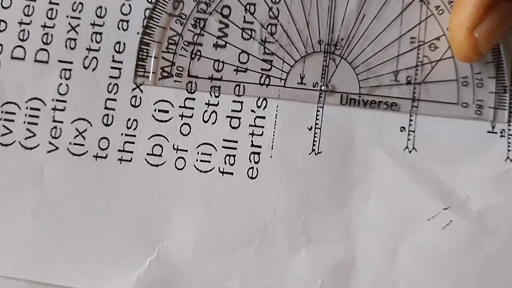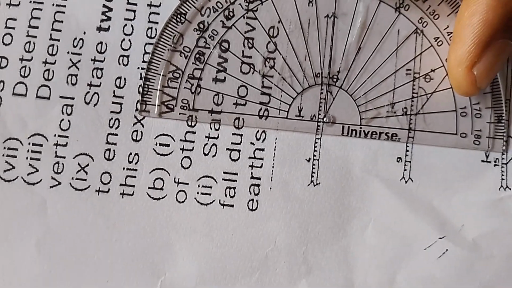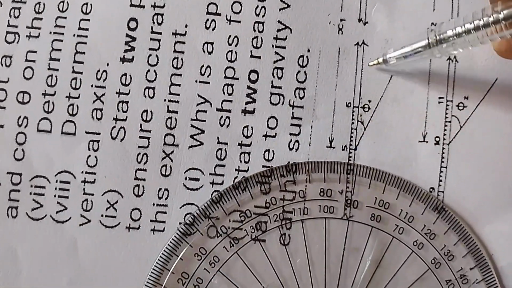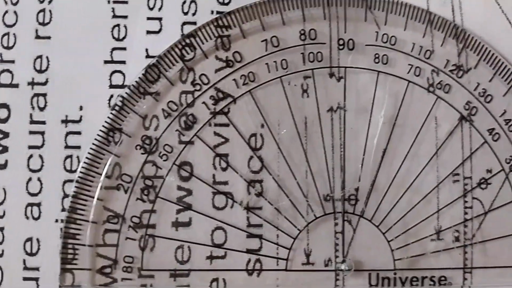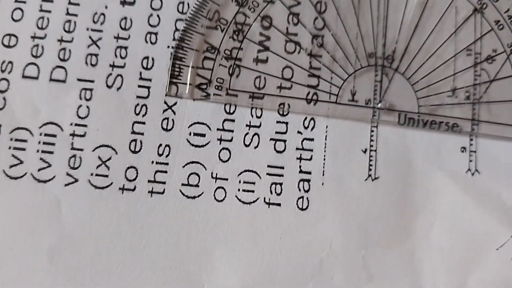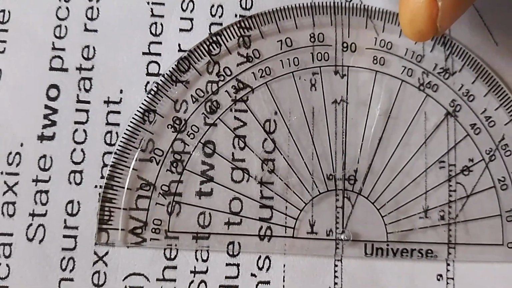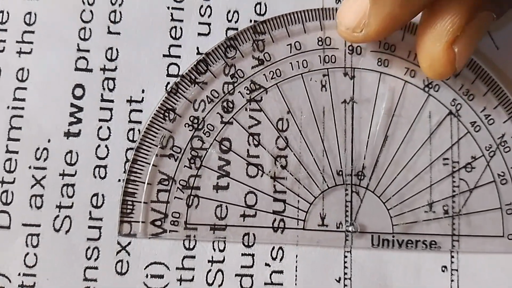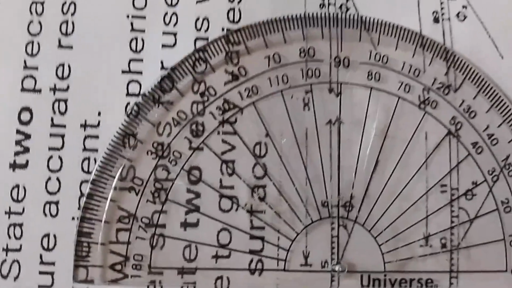If you place it, don't forget this 90 degree line must fall on this arrow. Do you understand that? Now if you place it, it's going to look like this. According to the calculation there, that is 20 degree.